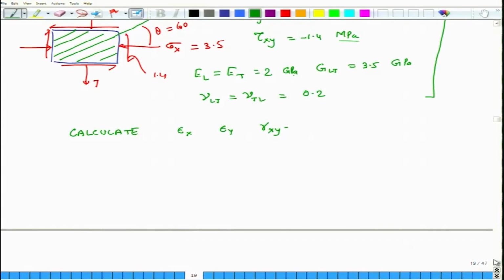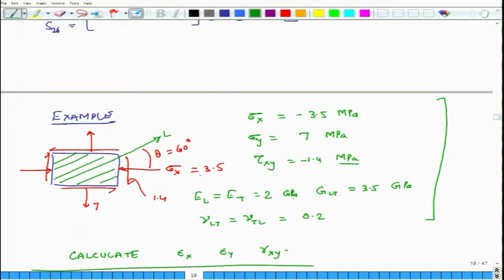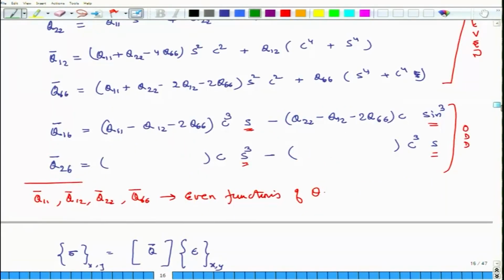There are several ways we can do this. What we will do here is we will first compute sigma L, sigma T and tau LT. I mean, we can directly do the computation because we know sigma x, sigma y and tau xy. One way to do the calculation is we directly compute first the Q's, okay, using these relations.